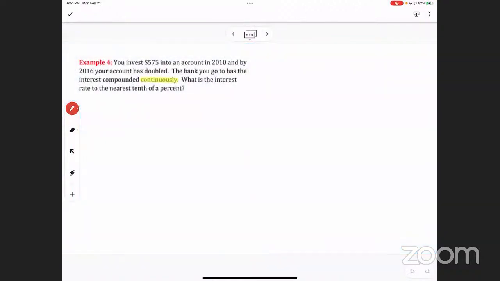Nope. All right. You invest this much in an account, and so on. So here's your continuously compounding interest formula. It's PERT. The amount you have in your bank is equal to the principal times e to the RT, where P is your principal, the original amount you put in. R is your annual rate, and T is the number of years. So you invest this much, that's your P, into an account in this year, and by this year, your account has doubled.